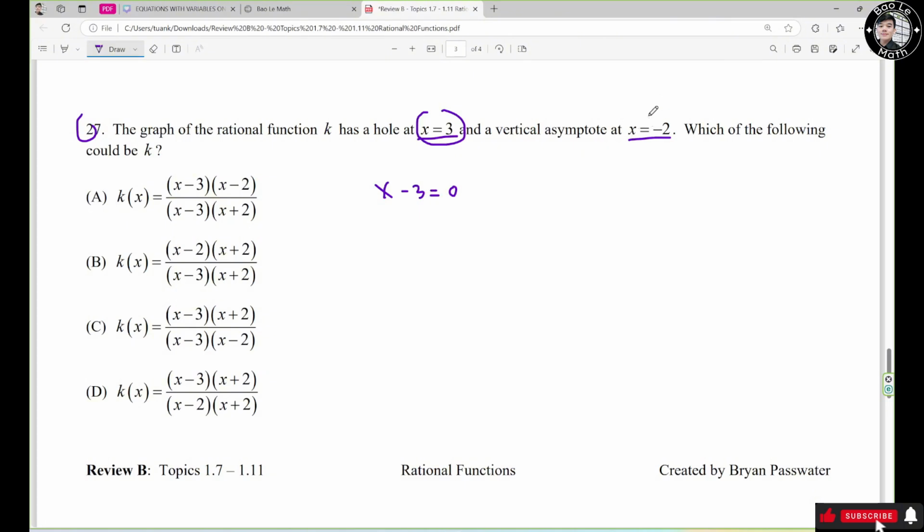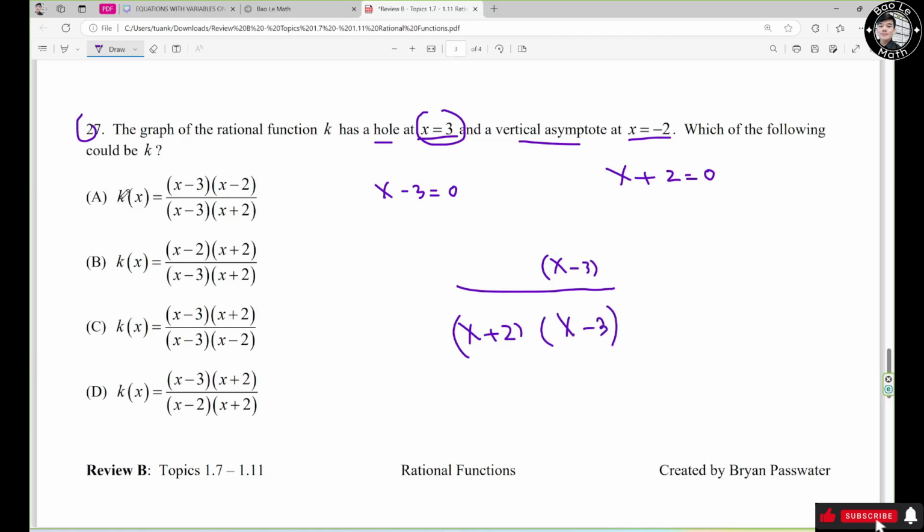Now you need to convert this one into the factor too, right? So you need to add 2 both sides, right? So I have s plus 2 equals 0, right? Now vertical asymptote, so I need to put s plus 2 on the bottom, right? Now the hole right here, s equals 3, right? So on the top and bottom must have s minus 3, right?